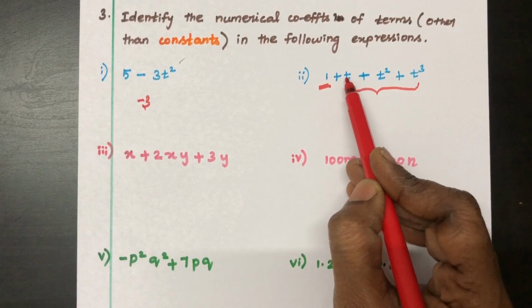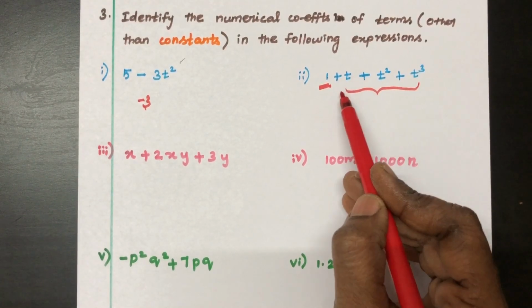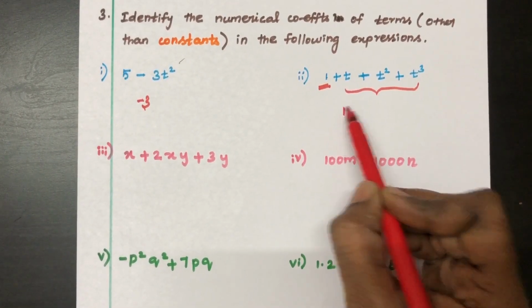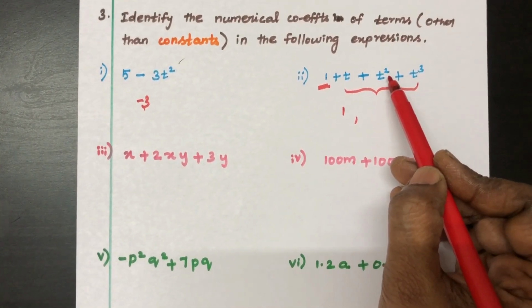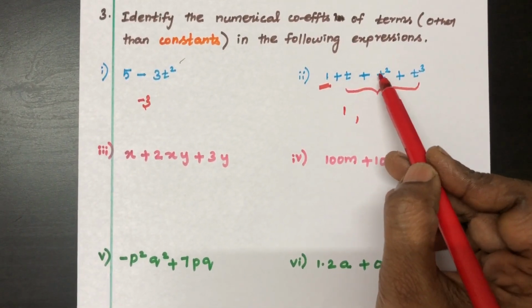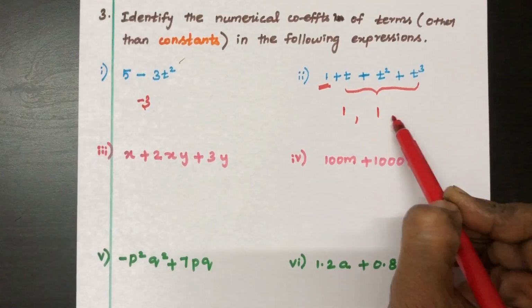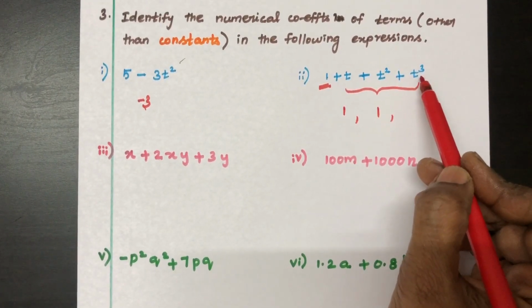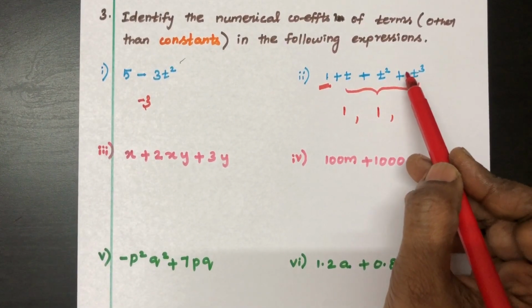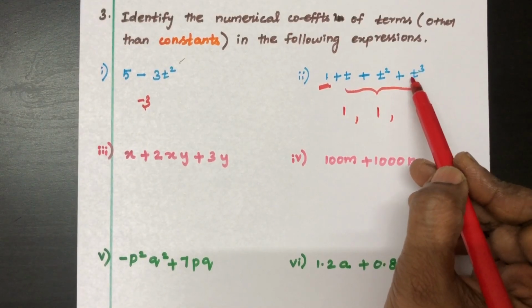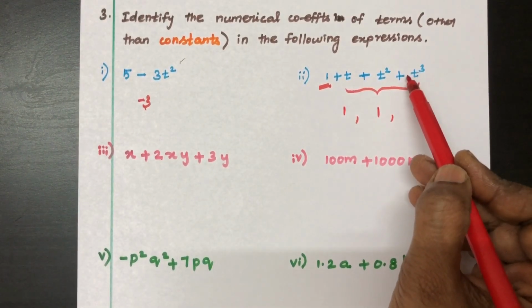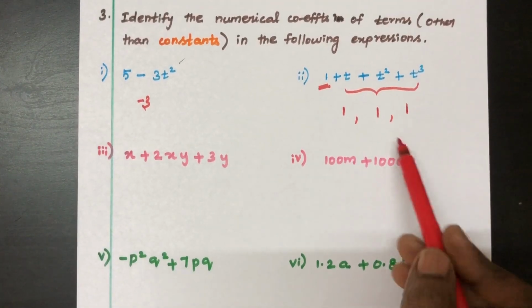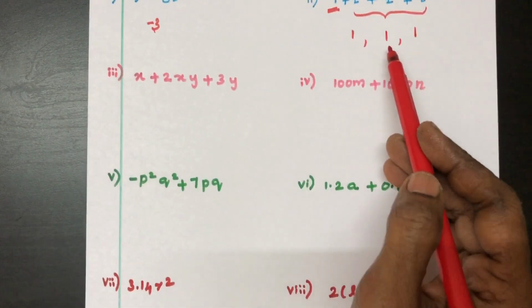See, t is present here. What is the thing multiplied with t? Nothing means 1. 1 is the coefficient for the first term. Second term, t square. What is the coefficient? No numbers present. No numbers means it is 1. Again for t cube, what is the coefficient? Coefficient means the attached number, that means the number multiplied with the variable. Here no number multiplied means it is 1 alone. So 1, 1, 1 are the coefficients.